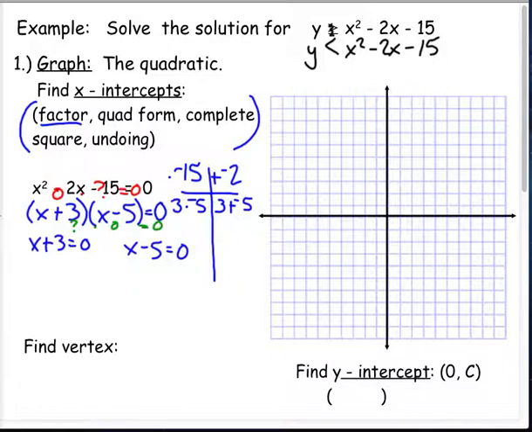Solving each of my equations, I subtract 3 and add 5. So those are my two x-intercepts.